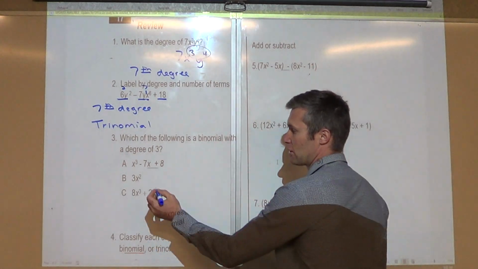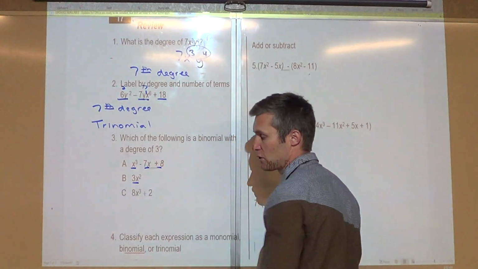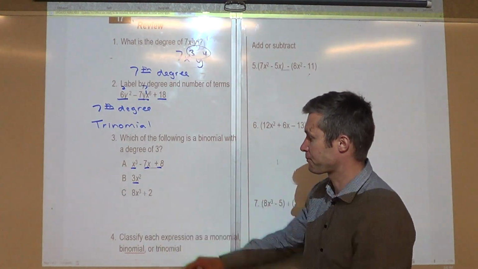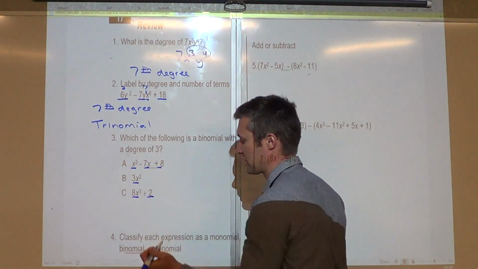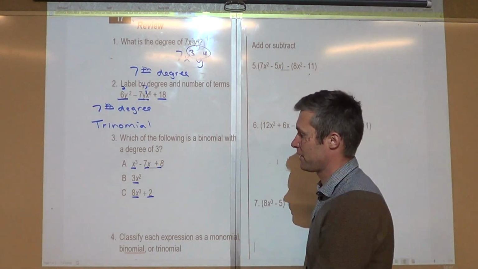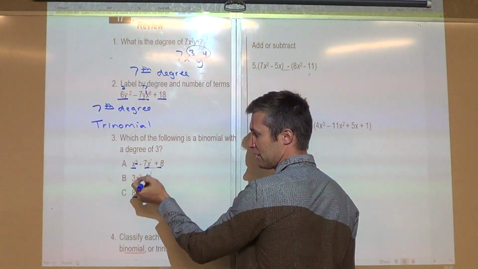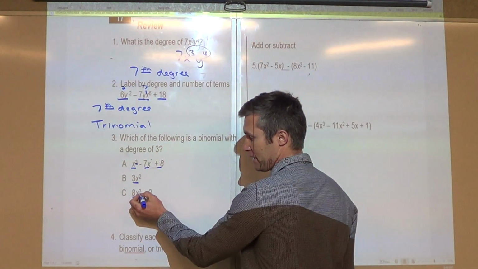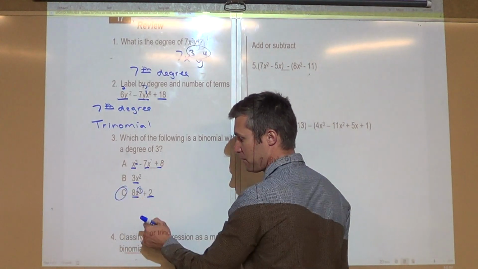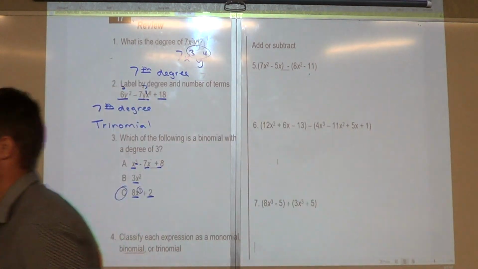Which of the following is a binomial? Binomial means 2 terms. If I look at 1, 2, 3 terms, this has 2 terms, or excuse me, 1 term. This down here has 3 terms. So I know that this is my binomial with a degree of 3. My highest degree here is 3, so 3rd degree. This has a degree of 2, and then I come down here. So C would be a binomial with a degree of 3 because the exponent is 3.